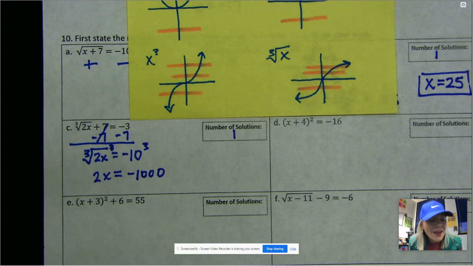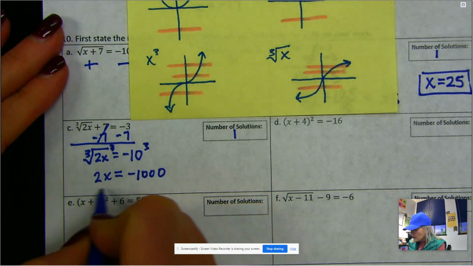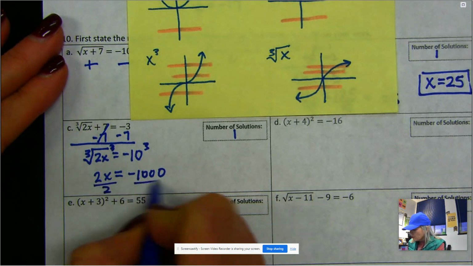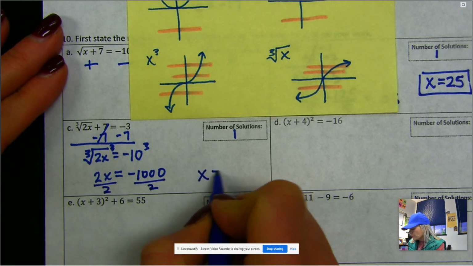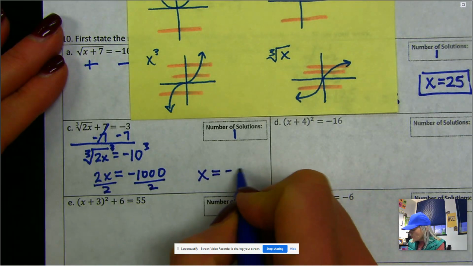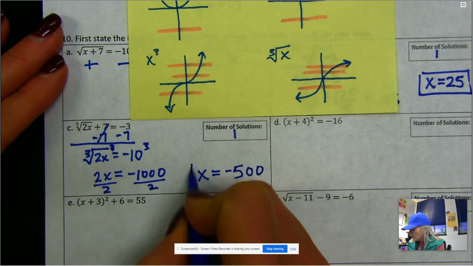All right. So now we've got 2 times x. 2x is equal to negative 1,000. So divide by the 2. Negative 1,000 divided by 2 is negative 500.